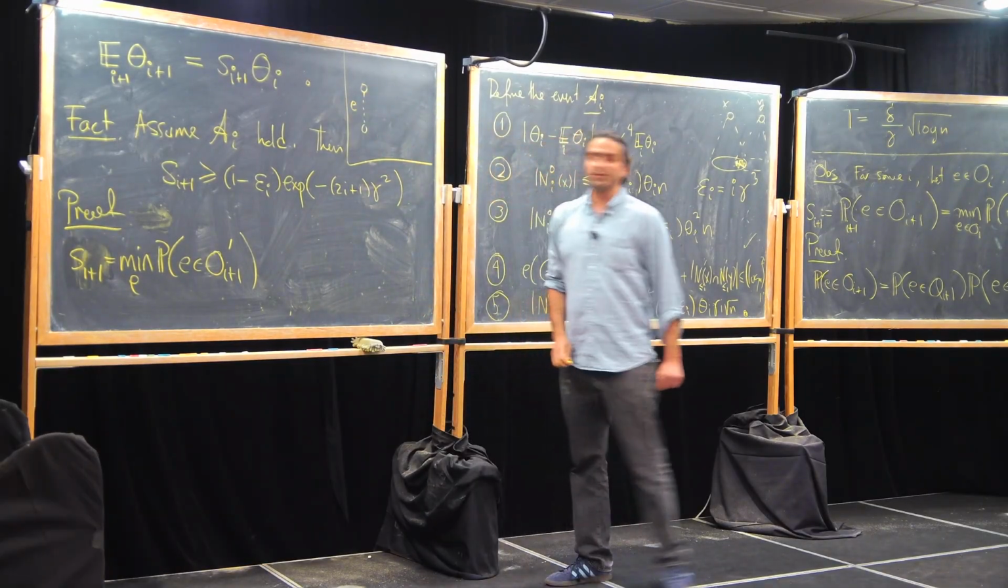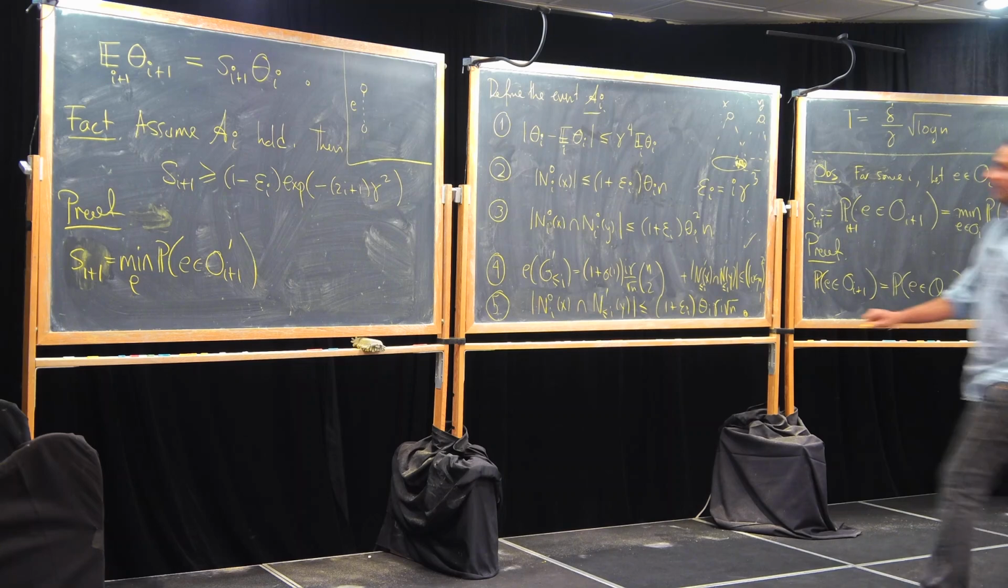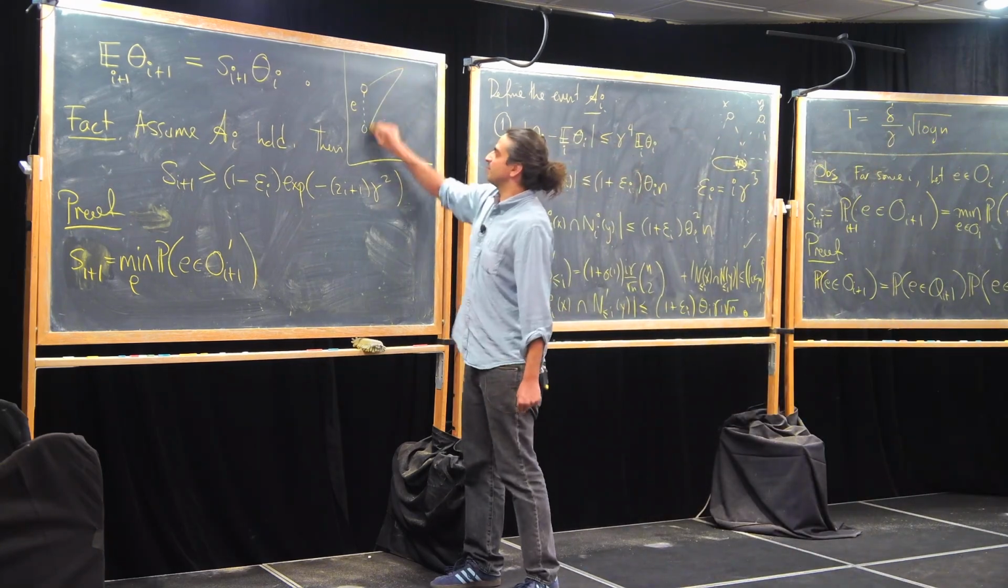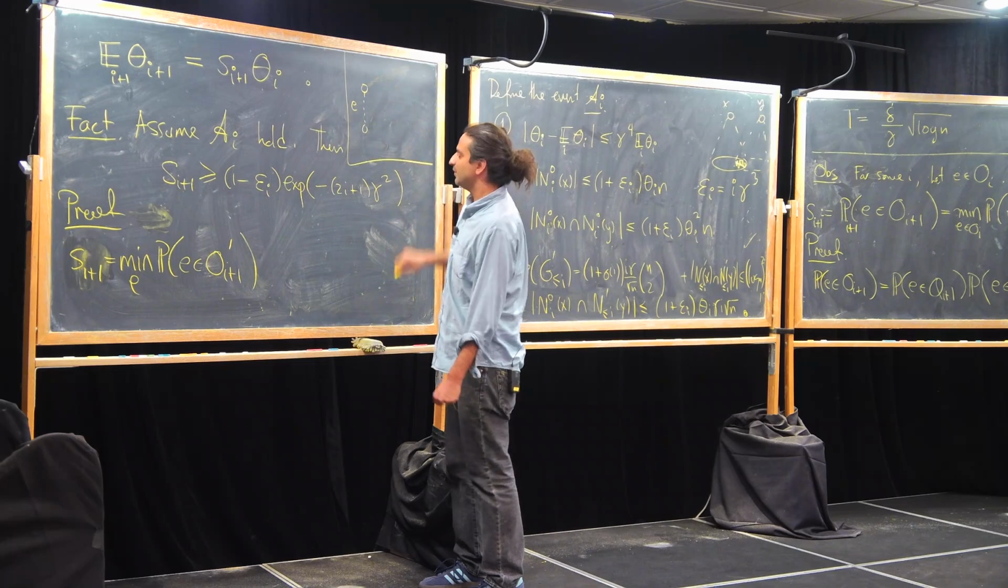Here's an edge that was open at stage I plus 1. And what am I asking? What's the probability that it stays open in this sense, the prime sense, into the next round? So this is what it would mean to be closed if there was something like this. So where would that come from?